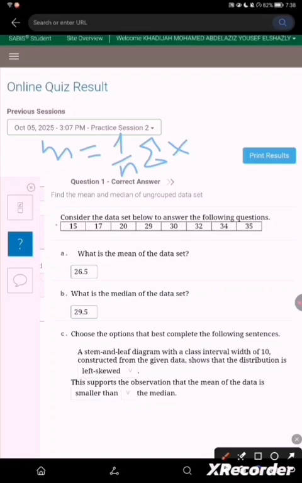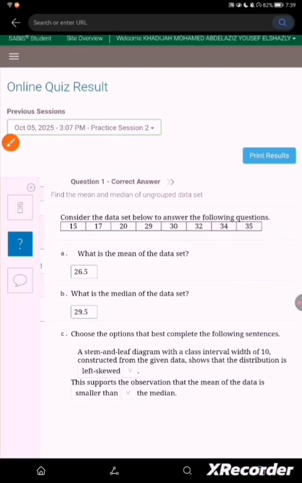That basically just means that you add all of these numbers together and then you divide them by 8 because there are 8 numbers. So you're going to grab your calculator and you're going to do 15 plus 17 plus 20 plus 29 plus 30 plus 32 plus 34 plus 35 over 8. And you should get an answer of 26.5.